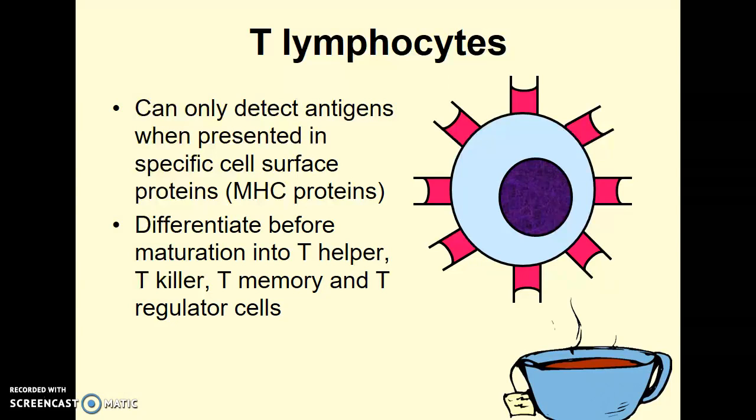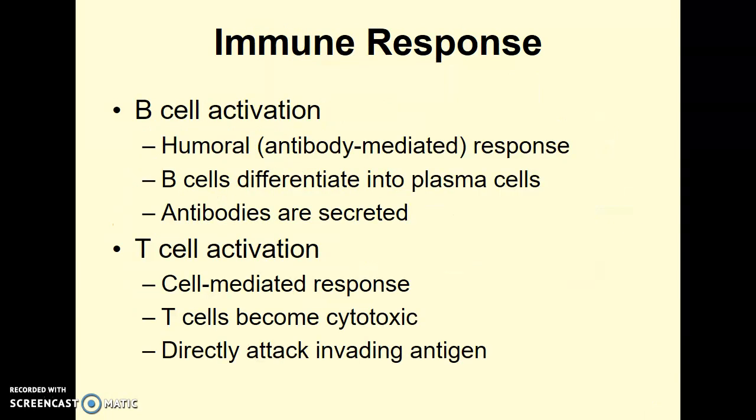So T lymphocytes are divided into T helper cells, T killer or cytotoxic T cells, T memory cells and T regulator cells. Let's look at what each of these does.